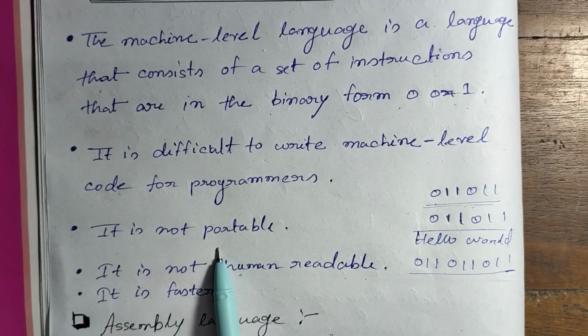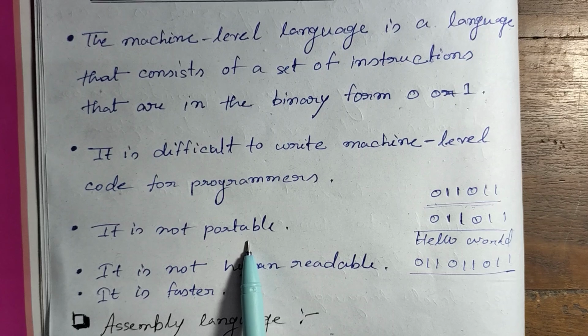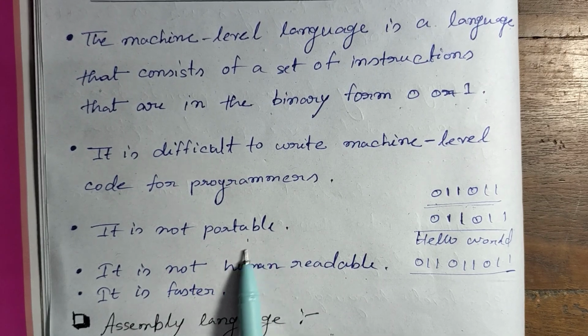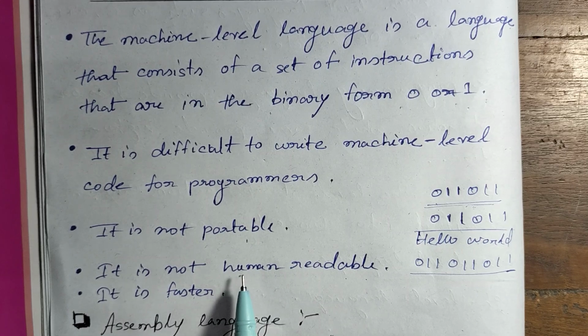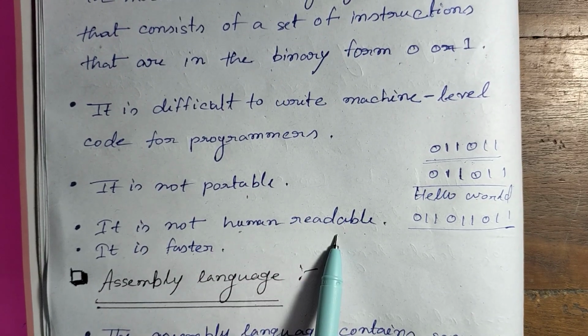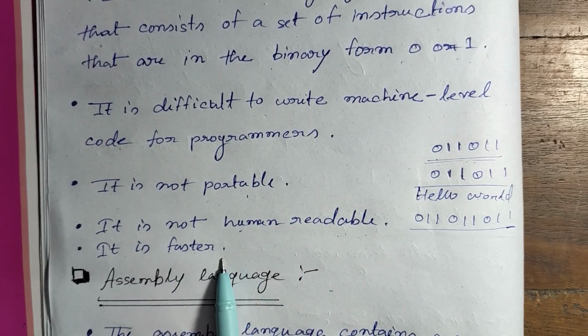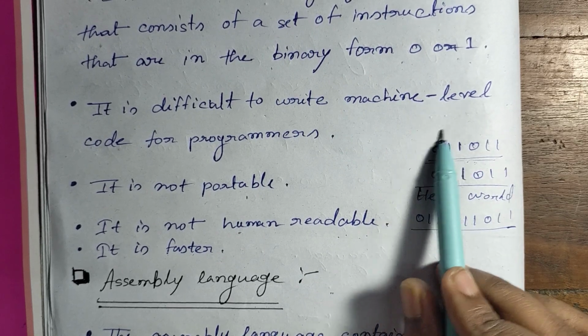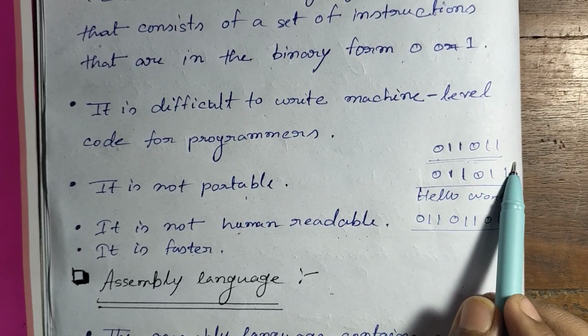It is not portable, meaning we can't port it to another machine. In one machine it is one thing, and in a different machine it is another thing. It is not portable, and it is also machine dependent code. It is not human readable because it is difficult to understand and remember. It is faster because we don't need to convert it to another language. It is already in machine language, so it is faster.